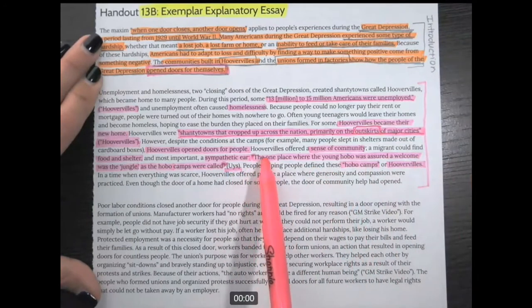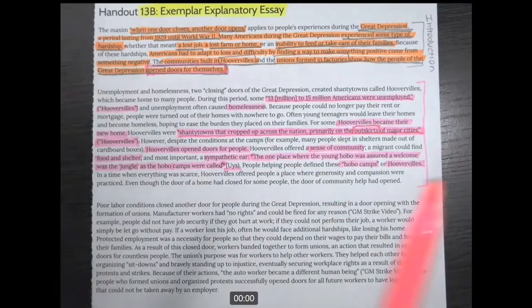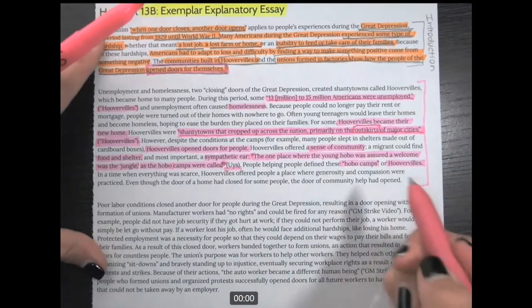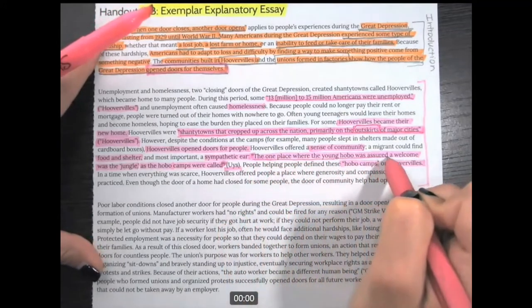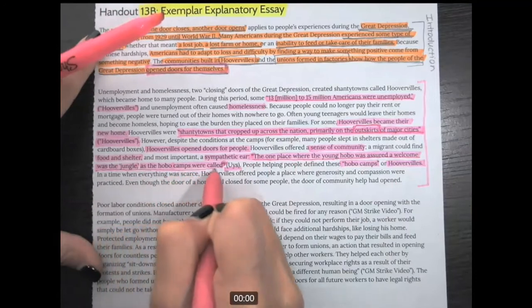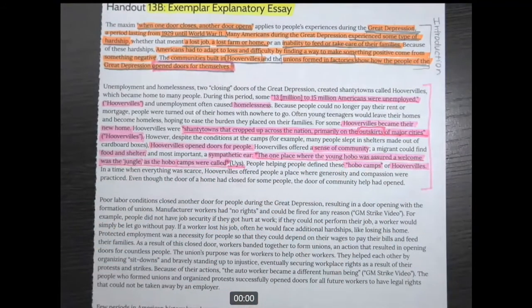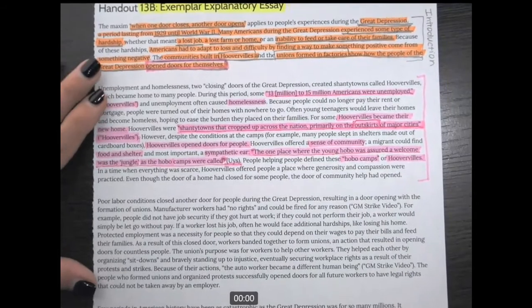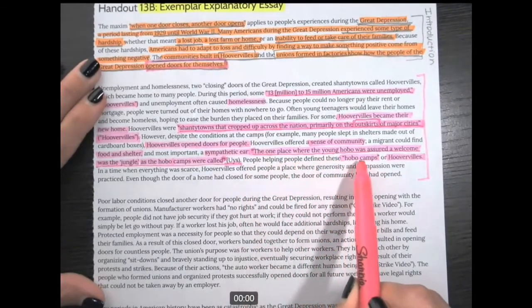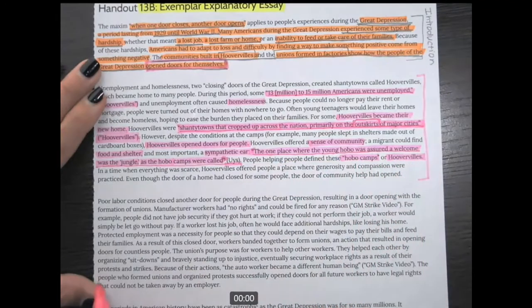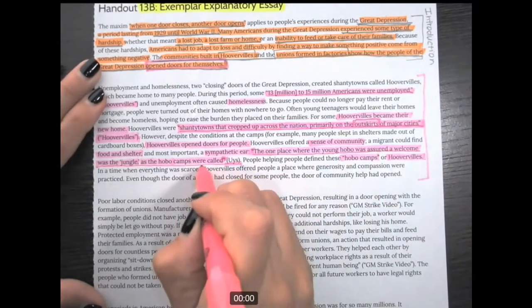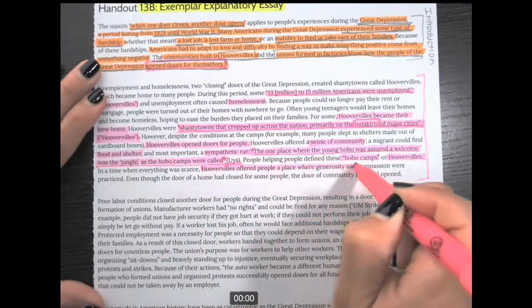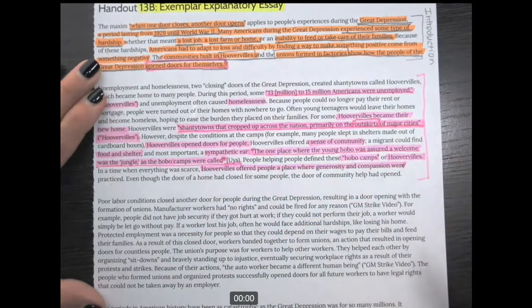Now we're going to go ahead. We had another piece of evidence right here. So that's actually three pieces of evidence that we have in this paragraph. After our evidence, we always have to elaborate in our own words. So this is exactly what is going to be shown. People helping people define these hobo camps or Hoovervilles. In a time when everything was scarce, Hoovervilles offered people a place where generosity and compassion were practiced. So it goes on to explain a little bit more about Hoovervilles. They offer generosity and compassion.